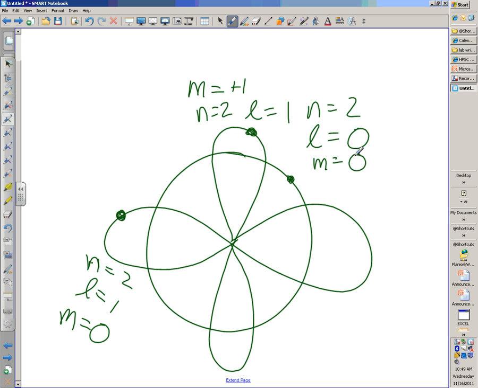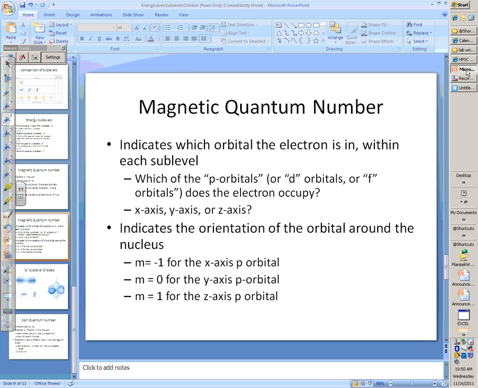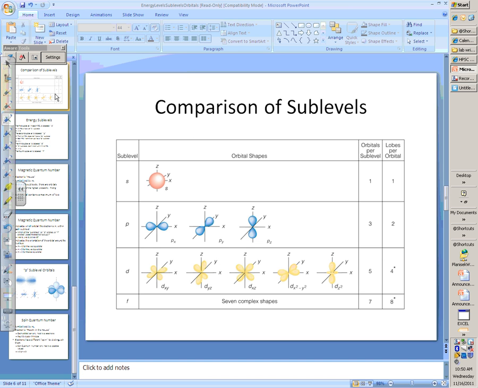When we add the d sublevel, if you look back at your notes, find out what the l value is for the d sublevel. It's 2. How many d orbitals are in that picture? 5. There are 5. So we have to distinguish 5 separate d orbitals. Oh, I was like 1, 2, 3. No.